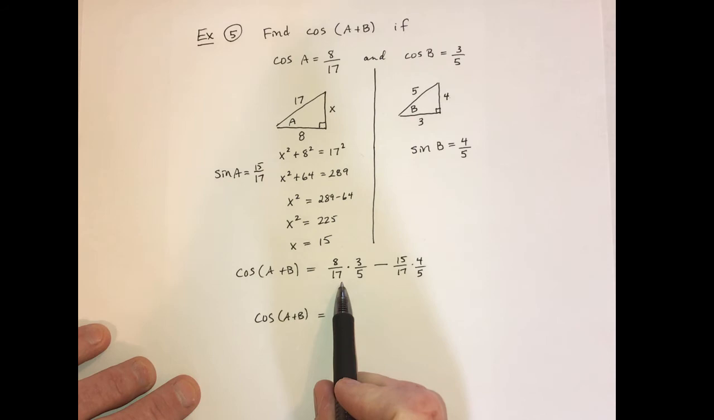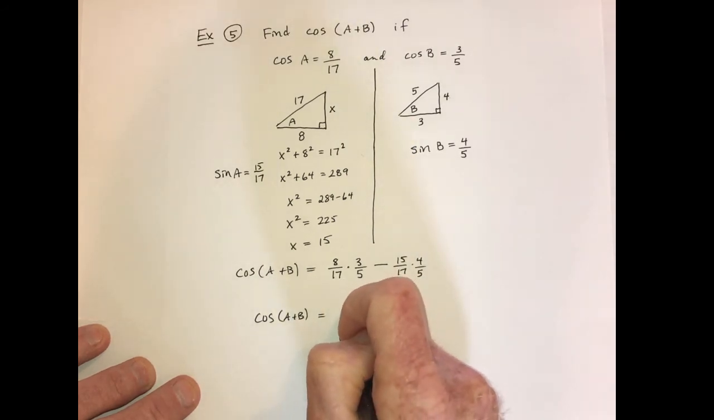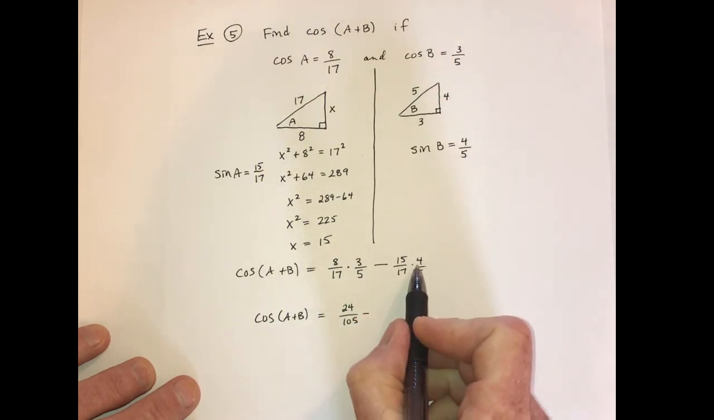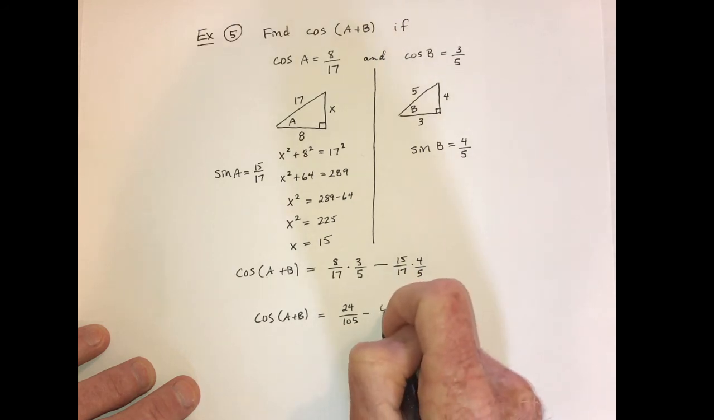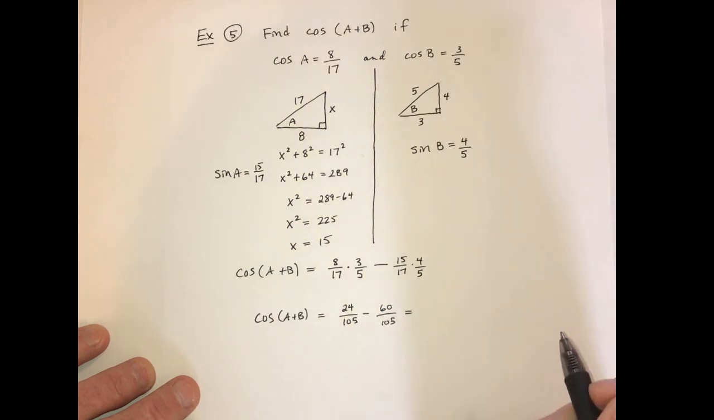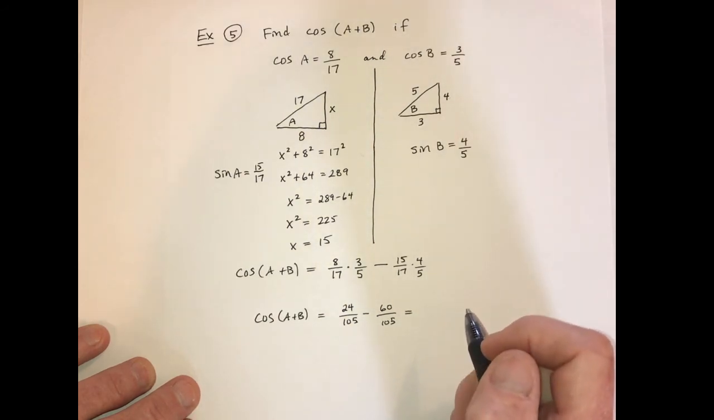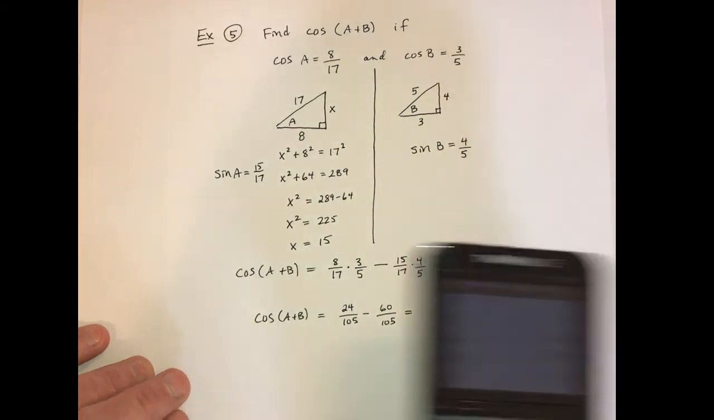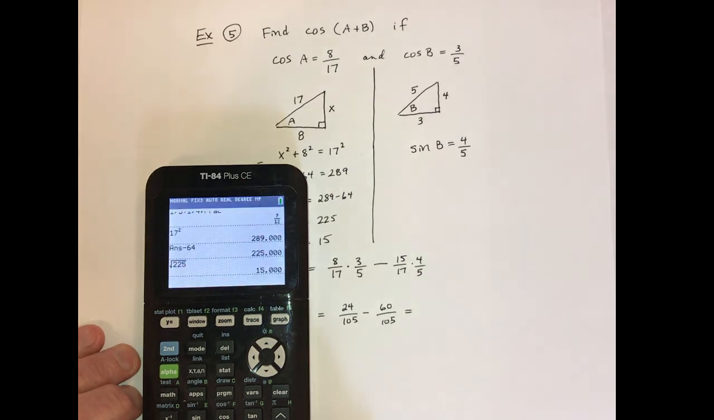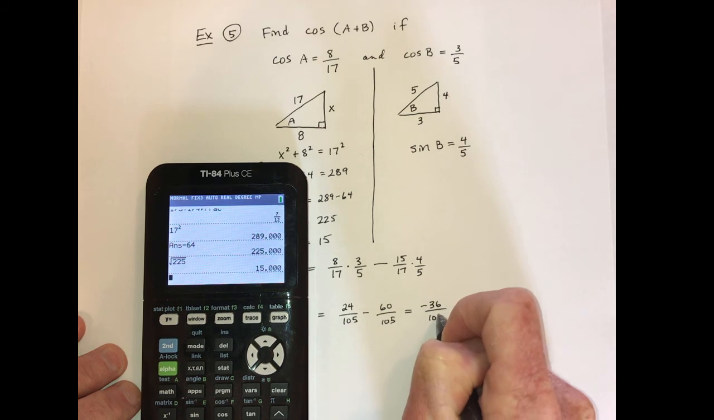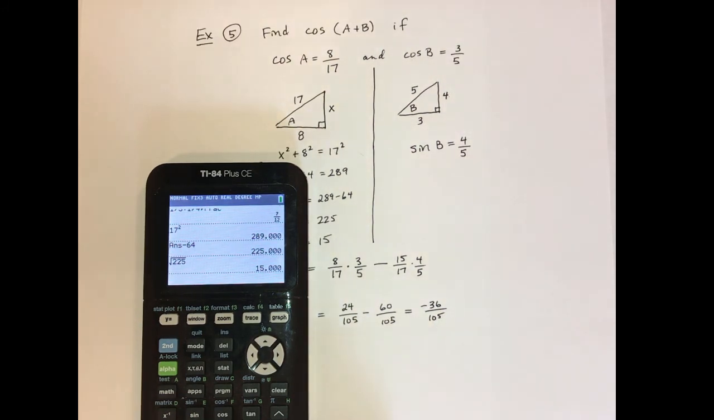So this, 5 times 17, that's 105. So this is 24/105 minus, and then this would be 60/105. And so I believe that's going to be -36. Okay, I better use a calculator. So I think it's -36/105. I'm going to be a little bit embarrassed if that's not right.